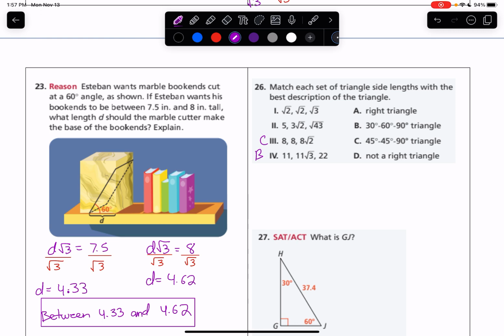Number 4 is easy to pick out because that has 11 and 22, which is double of 11, and 11 root 3. So that's B, a 30, 60, 90 right triangle. And then for these other ones, you just need to use the Pythagorean theorem to see if a right triangle exists. So does the square root of 2 plus the square root of 2 equal the square root of 3 squared? Hint, it does not, so that is D. But 5 squared plus 3 root 2 squared does equal 43 squared. So that is a right triangle, even though it's not one of the special ones.